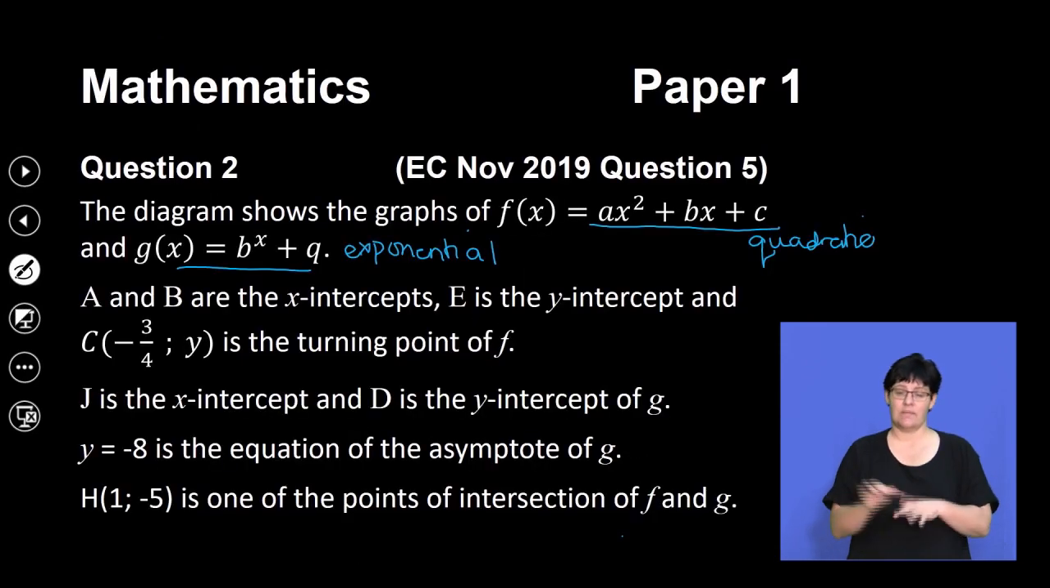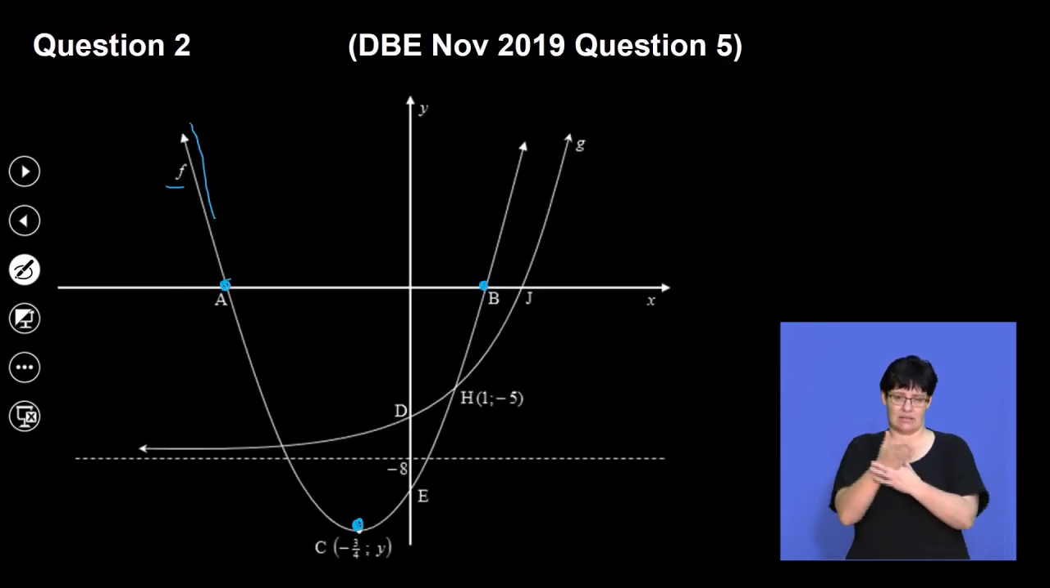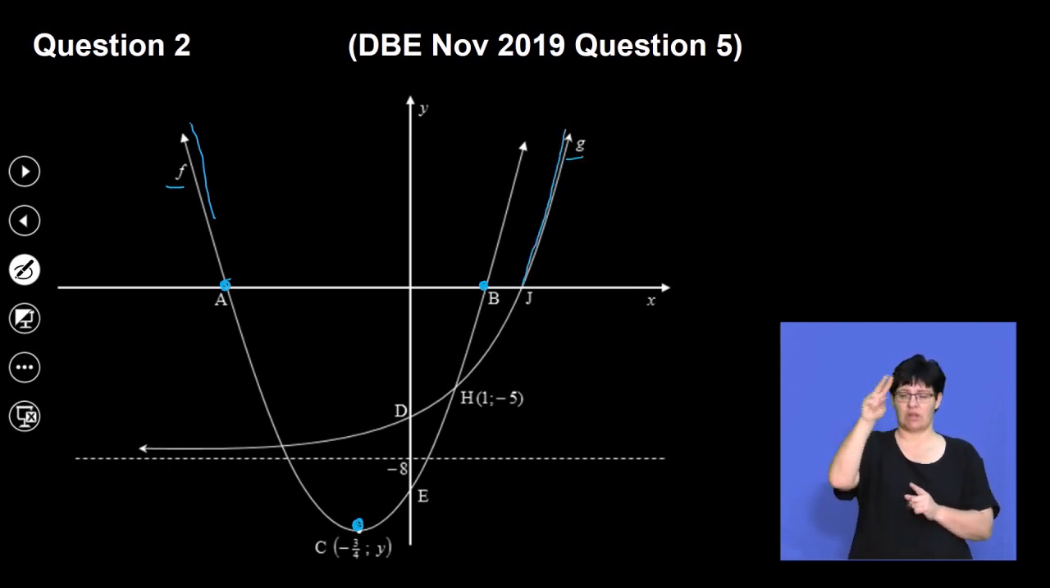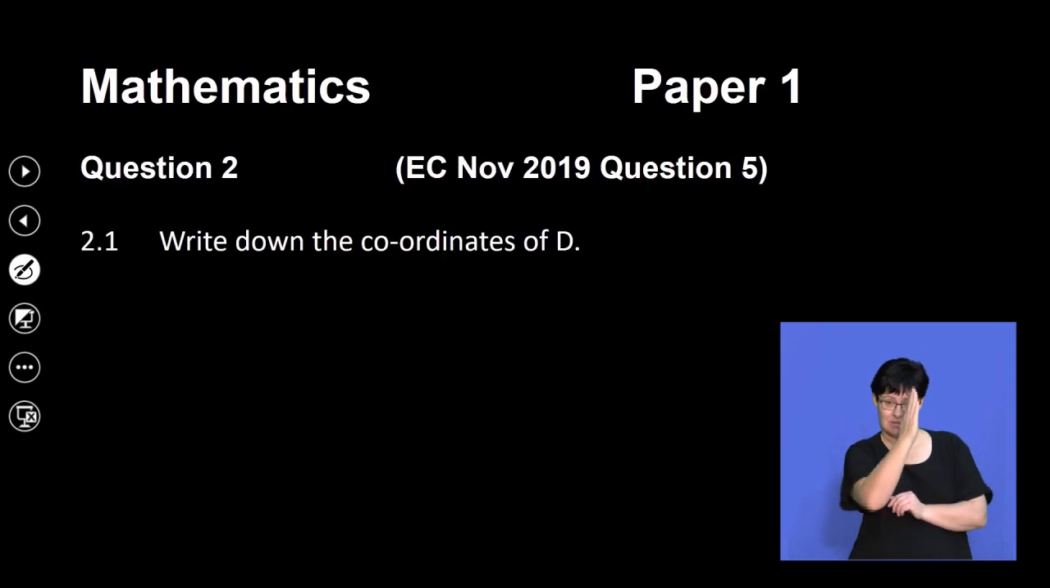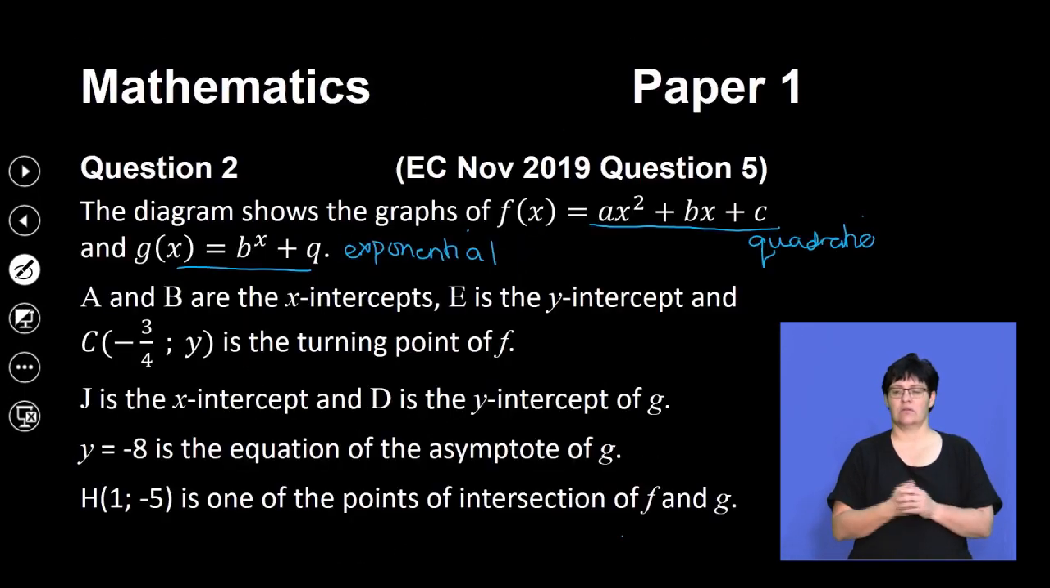Okay, let's go back. Okay, we're also told that J is the x-intercept and D is the y-intercept of g. Okay, so let's go and look at that now. So here we have g. g is this exponential function, and we can see there J is the x-intercept, and D over here is the y-intercept. Oh, and let's not forget that D over there, that's the y-intercept of the parabola. Okay, sorry, I went forward instead of back.